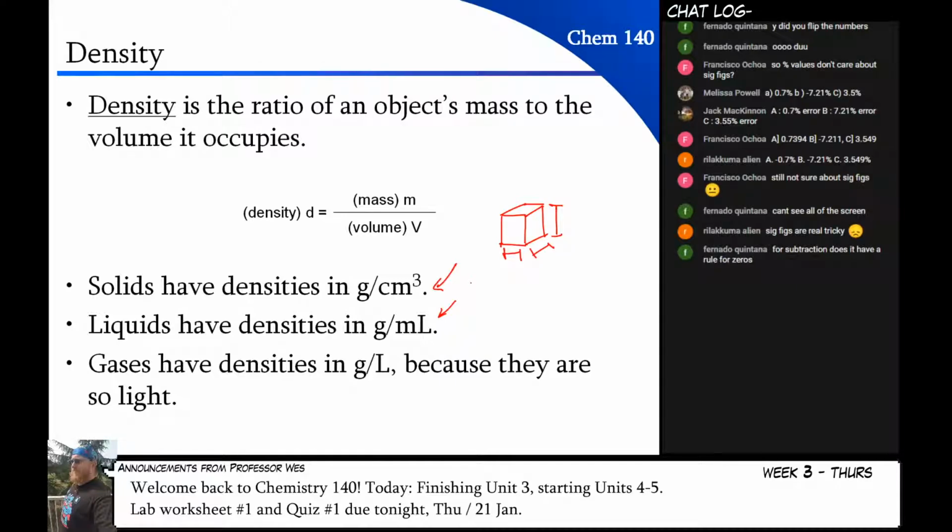Gases have a very low density. If we did grams per milliliter, you get this really small decimal. So we end up doing grams per liter because air and other gases are very, very light. I think we calculated yesterday that a 2-gram sample of air was like 1.75 liters or something like that.